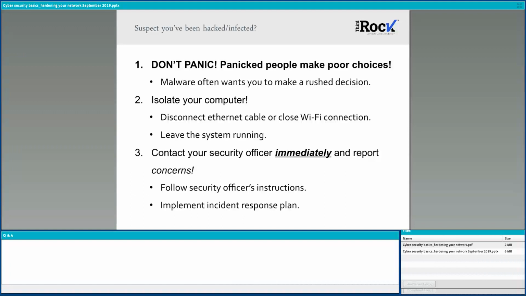So what happens if you detect that your system has been hacked? If you happen to click on something and then see it do something unusual, you click on a hyperlink that you thought was good, and it starts doing something unusual, don't make rash decisions. Relax, take control of the situation. The easiest thing to do is just to isolate your computer. Disconnect the Ethernet cable or shut down the Wi-Fi so that nobody else can be potentially infected by what's going on. Leave the systems running, contact your security officer immediately, report your concerns.